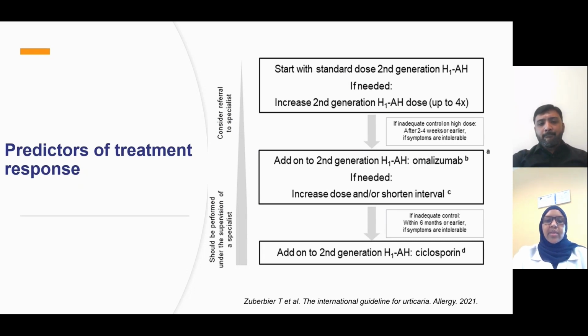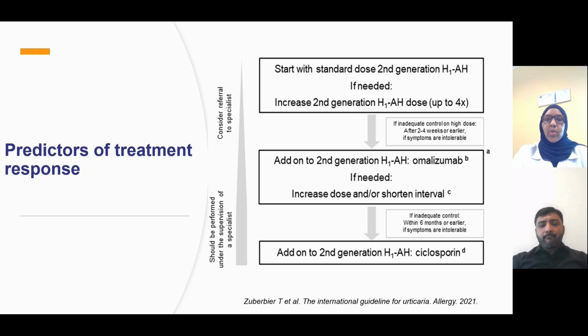First, let me remind you of the recent guidelines for treatment of CSU that recommend to start with standard dose of second-generation antihistamine. If no symptom control, then increase the second-generation antihistamine dose up to 4 times. The second line is Omalizumab. If there is still poor symptom control, the Omalizumab dose can also be increased or the interval between doses shortened to achieve better control. If there is no adequate symptom control with Omalizumab, the third line will be adding cyclosporine to second-generation antihistamine.